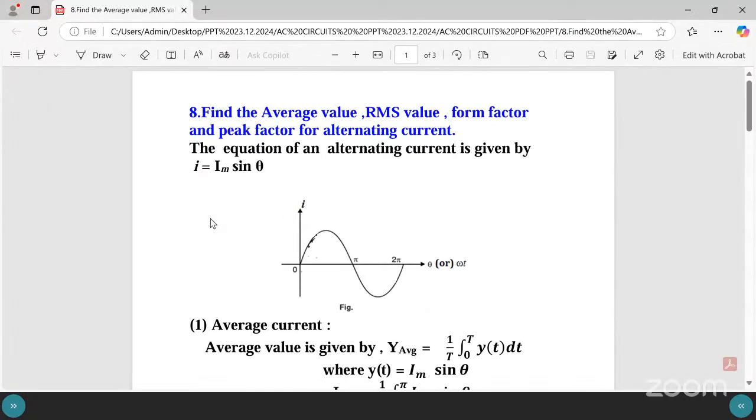Right. This is a 5 marks question, theory part. Eighth topic, only formulas we'll discuss. Find the average value, RMS value, form factor, peak factor for alternating current, a sine wave. We can go for any waveform: rectangular waveform, triangular waveform, square waveform. We can find them for any waveform.